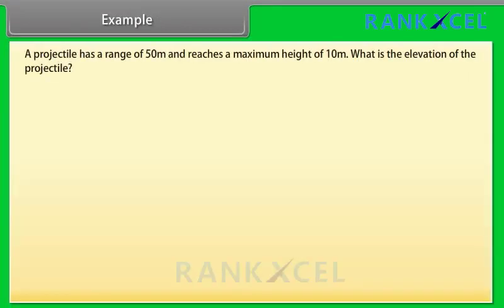Example. Let's take an example of projectile motion. A projectile has a range of 50 meters and reaches a maximum height of 10 meters. What is the elevation of the projectile?